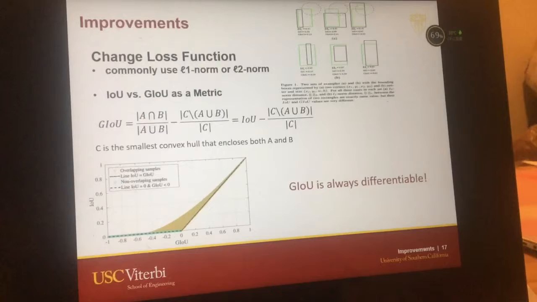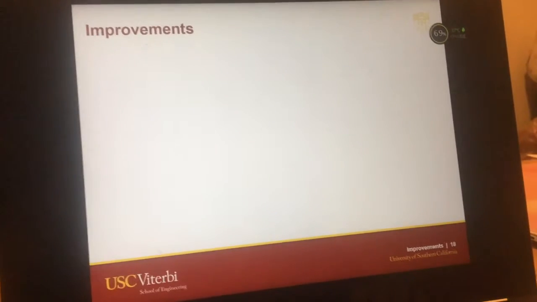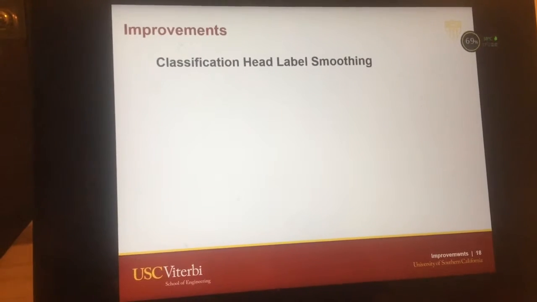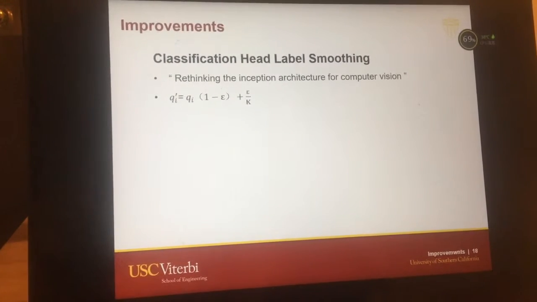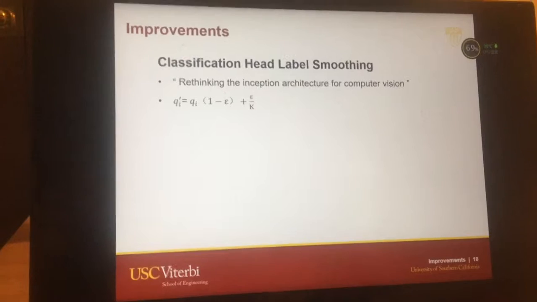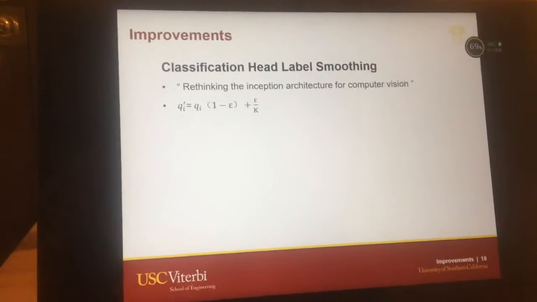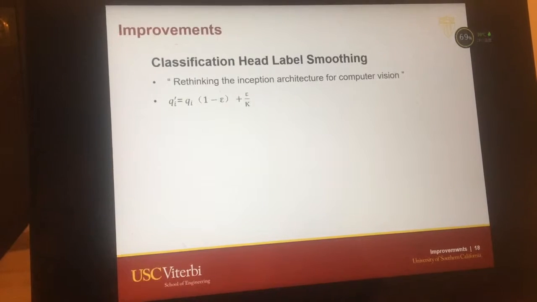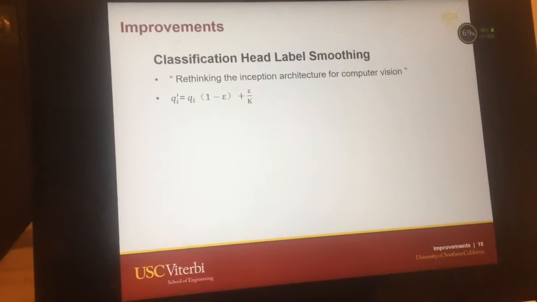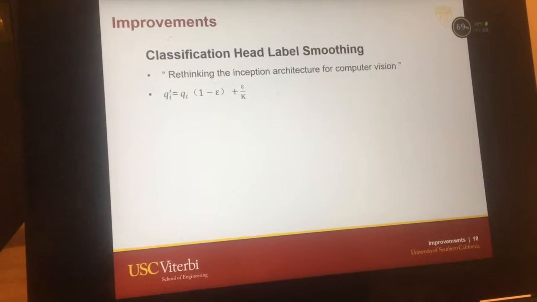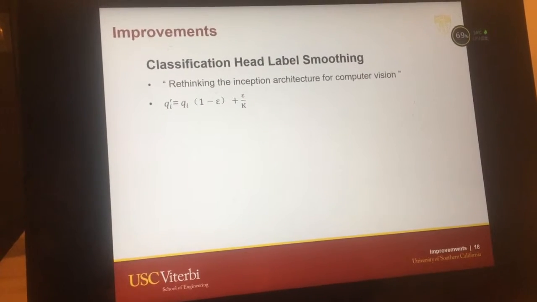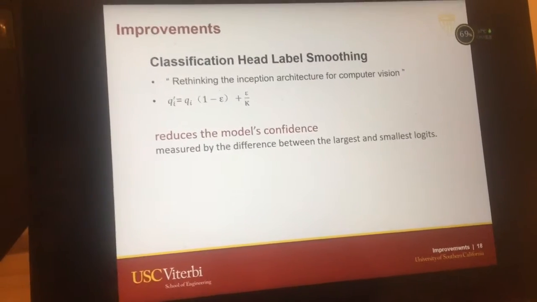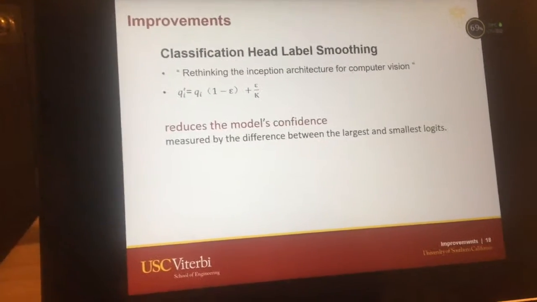So I'd like to introduce the third improvement of our project, the classification head label smoothing. As we all know, we use softmax to get the classification of the labels. When the probability is 1, we know that this is true, and 0 means it is not the label. However, sometimes our model is too confident in the prediction, so we want to reduce the model confidence. We introduce the head label smoothing.